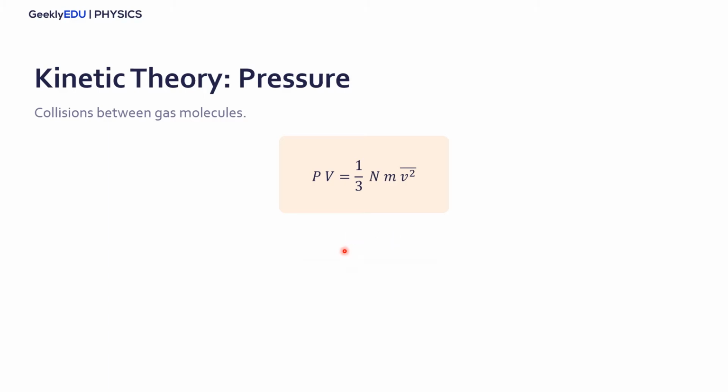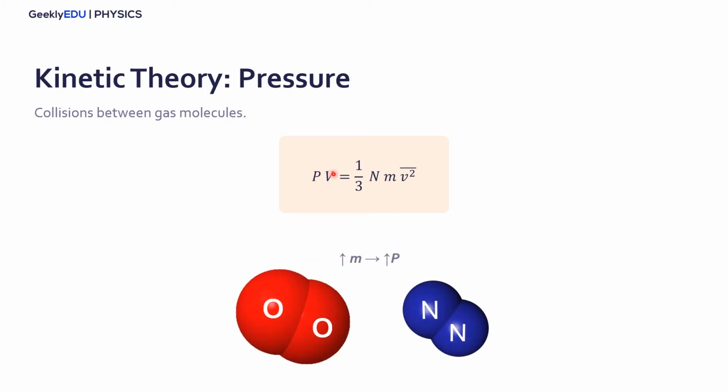And also, for a fixed volume and number of molecules, if we increase the mass of these molecules, we're also increasing the pressure. For example, the molecular mass of oxygen is higher than nitrogen. So in a system with the same volume and the same number of molecules, the system with oxygen will have a higher pressure than the system with nitrogen.